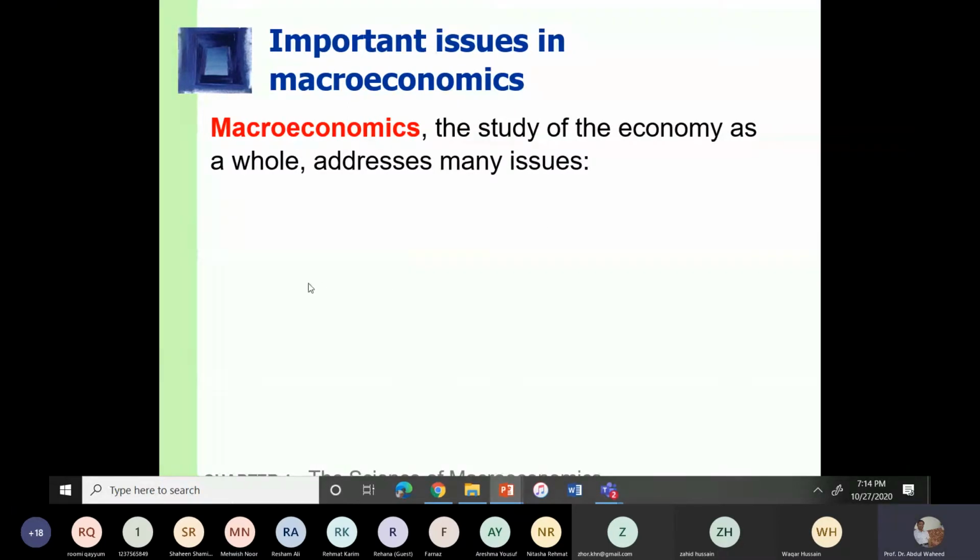And then aggregate demand. In microeconomics you studied individual consumer demand, but here we discuss the aggregate demand of the whole economy. We discuss aggregate supply. There you studied the price of an individual commodity, but here we will discuss the general price. So these are the issues that we address in macroeconomics.